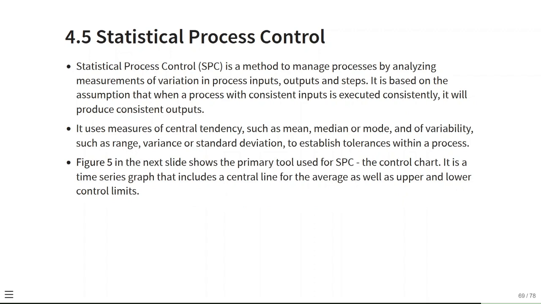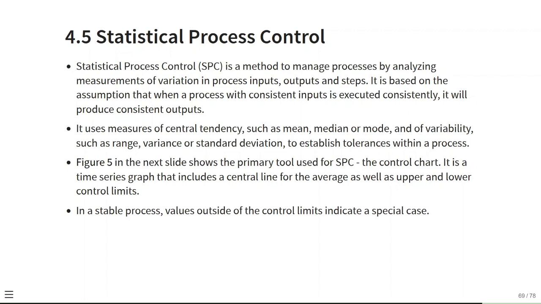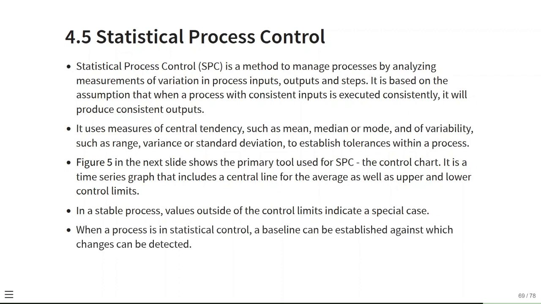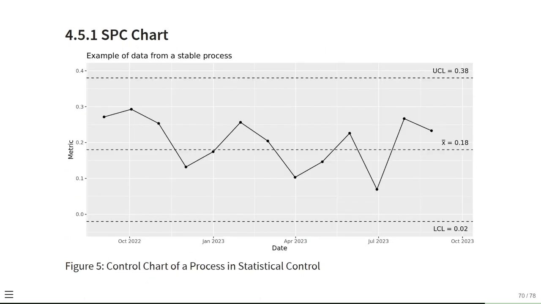And Figure 5 in the next slide shows the primary tool used for SPC, the control chart. It is a time series graph that includes a central line for the average as well as upper and lower control limits. In a stable process, values outside of the control limits indicate a special case. When a process is in statistical control, a baseline can be established against which changes can be detected. SPC is used for control, detection, and improvement. And here we see an example of data from a stable process where all the measurements of the metric are well within the lower and upper control limits.